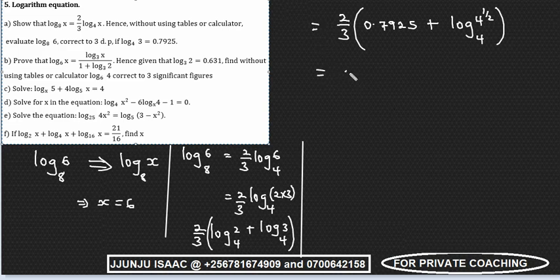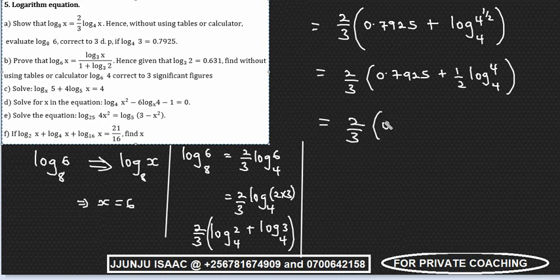So this will be 2 out of 3 of 0.7925 plus a half, then log base 4 of 4, which will be equal to 2 out of 3 of 0.7925 plus, now log base 4 of 4 is 1.